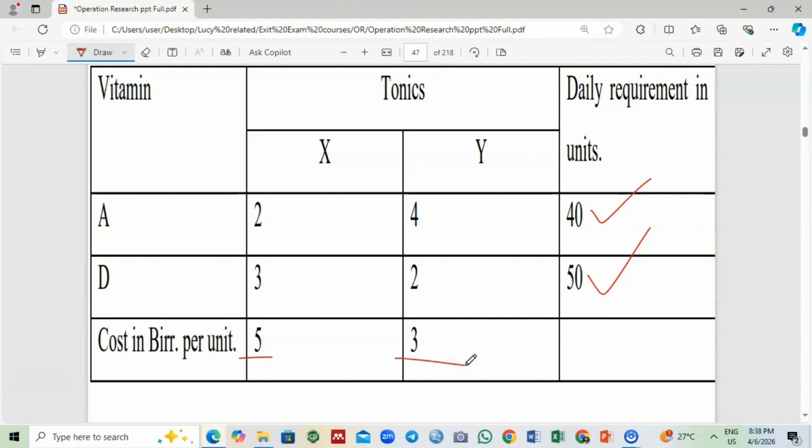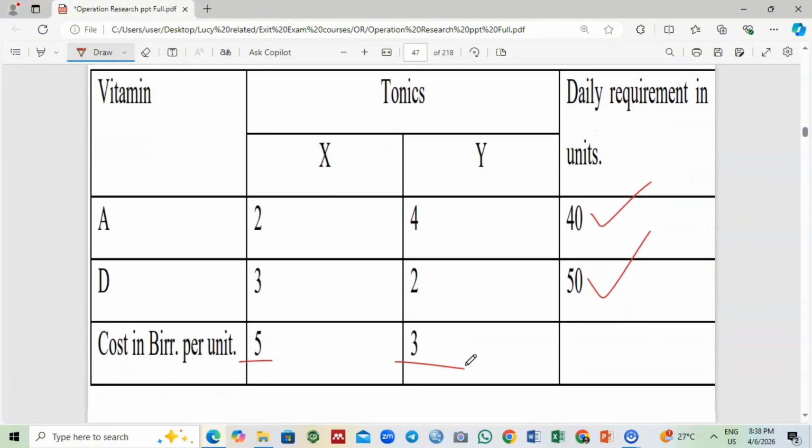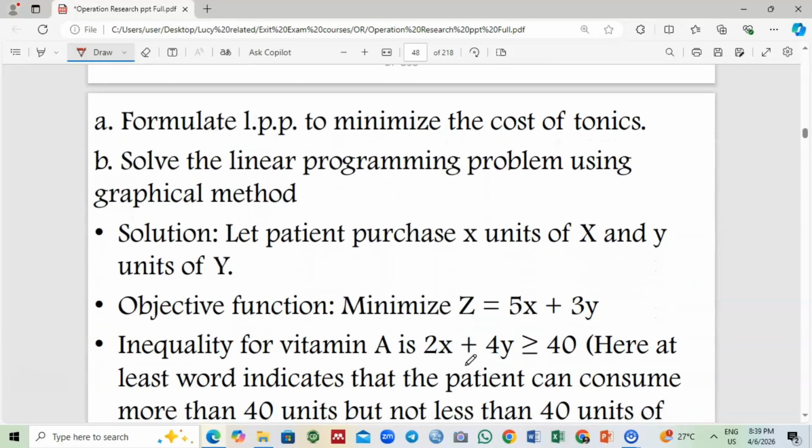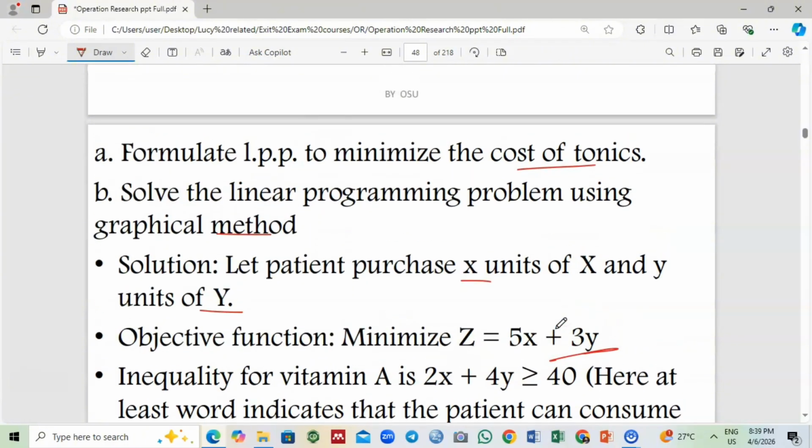Amma cost isaa erga arganne booda objective function keenya baasuu qabna. Formulate a linear programming model to minimize the cost of the tonic stock. Solve the linear programming model using the graphical technique. Dura objective function keenya baafna. Let the patient purchase X units of X and Y units of Y. His objective function is minimize 5X plus 3Y. This is the minimization problem.